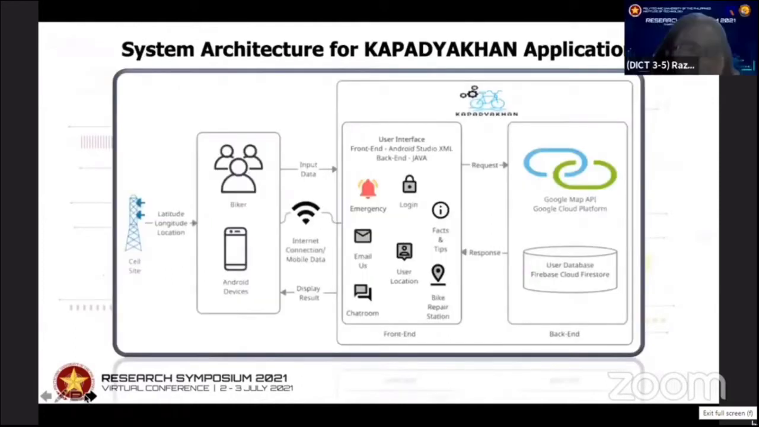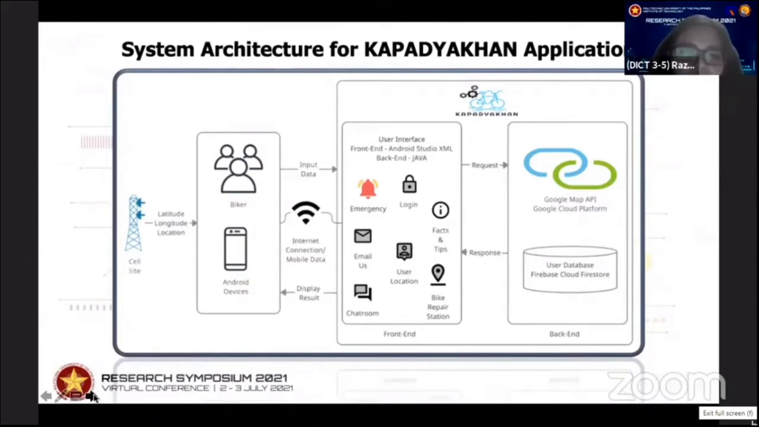This is the system architecture of our app. Our app needs GPS. What we get from the GPS is the latitude and longitude location of the biker. Our users are bikers. The app is available only on Android devices. Our app needs an internet connection or mobile data.